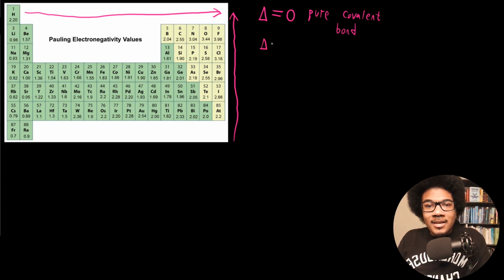However, if delta is not equal to 0, then that means that you have a polar covalent bond. And so you can see that with this electronegativity value, again, kind of going back to looking at different types of bonds, an ionic bond would be formed between two atoms that have very different electronegativity values.